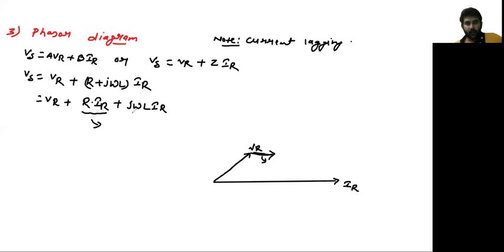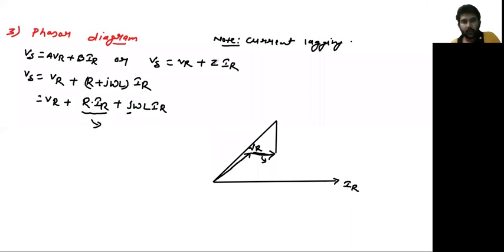Now due to this j, a 90-degree phase shift will be there from the straight line. So perpendicular to IR, we will be drawing a straight line like this. Now this is your j omega L IR, and this finally gives Vs. So join this point and this point. This is your Vs.